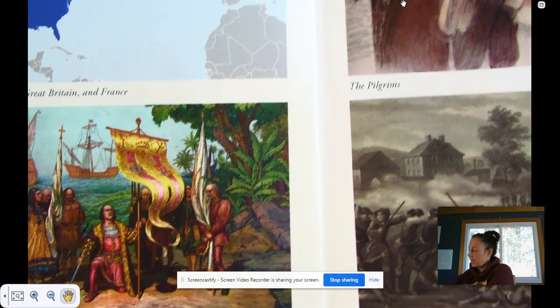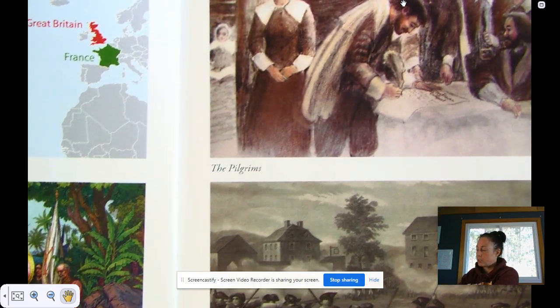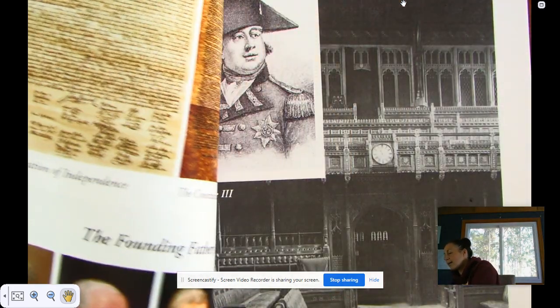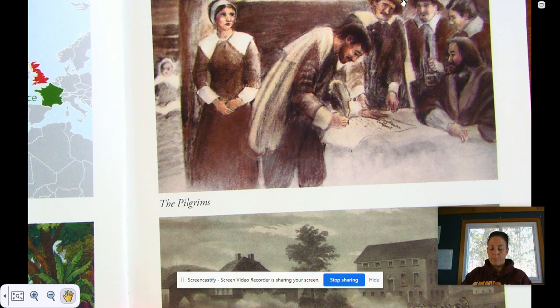Let's see. I don't have an individual picture of Christopher Columbus. I was hoping I did, but that's okay.